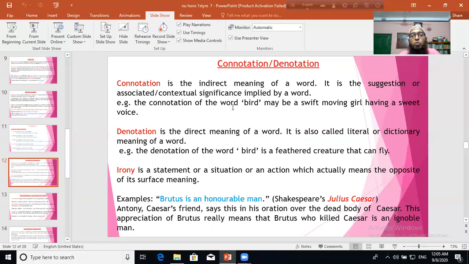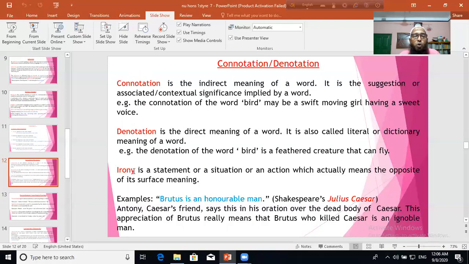For example, the connotation of the word bird may be a swift moving girl having a sweet voice. The word bird may be used as a connotation, a contextual meaning, to mean a swift moving girl having a sweet voice. On the other hand, denotation is the direct meaning. So connotation is indirect, contextual meaning. Denotation is the direct meaning, the dictionary meaning. Here bird means bird, a feathered creature that can fly.